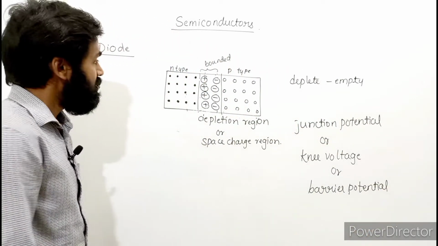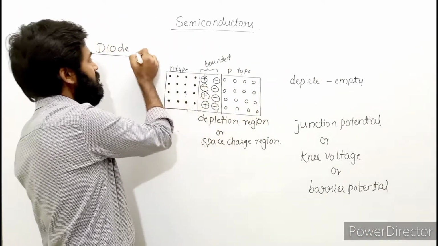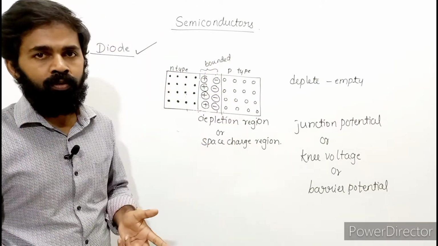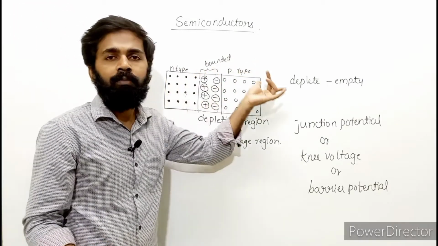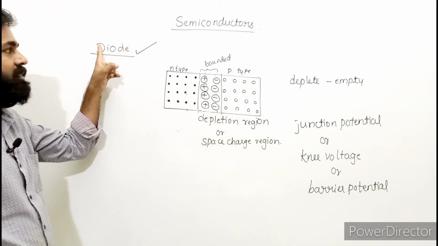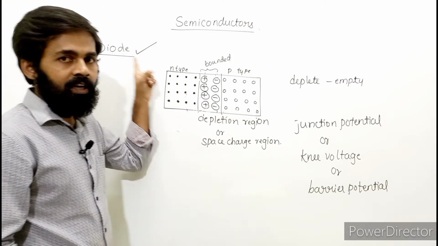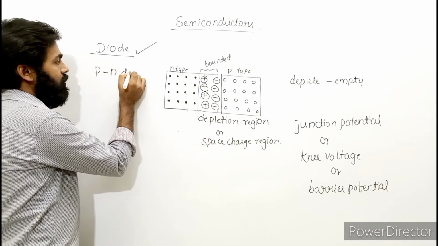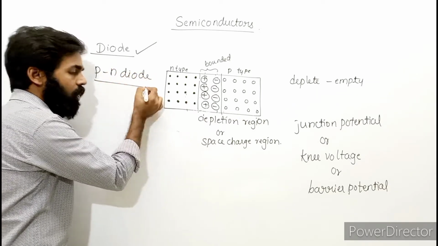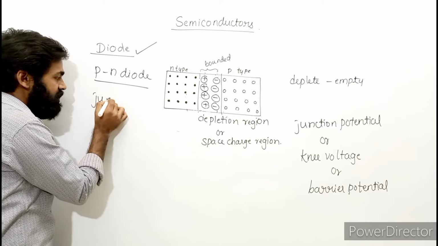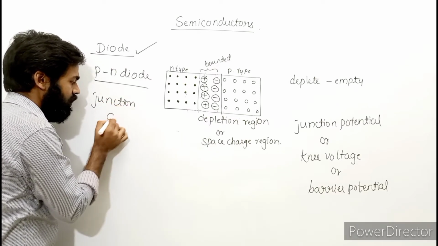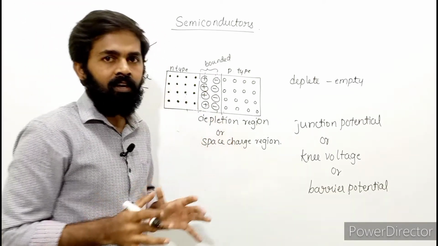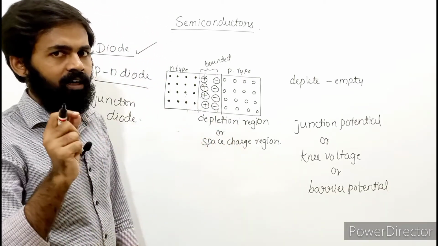Now this device we call it as diode because it has two terminals. Di means two. It has two terminals, N type and P type. That is why this device is called as a diode, or it is also called as PN diode, or it is also called as junction diode. Now this is the basic explanation of the diode.